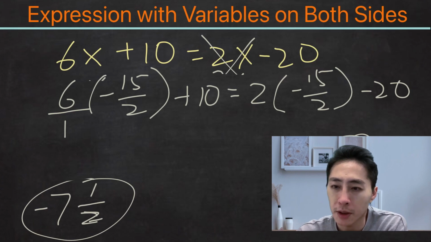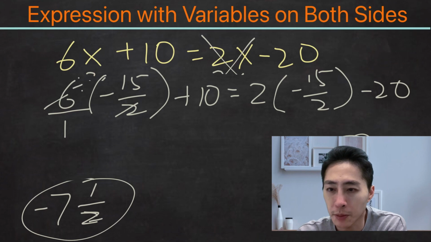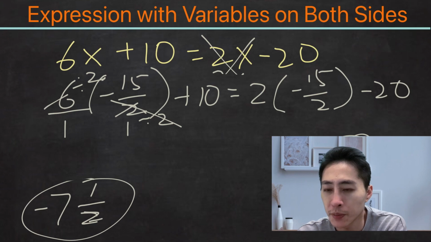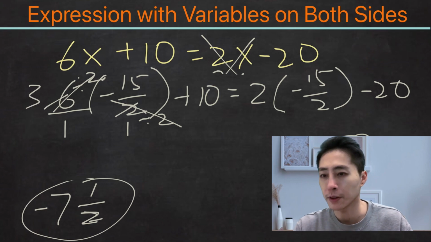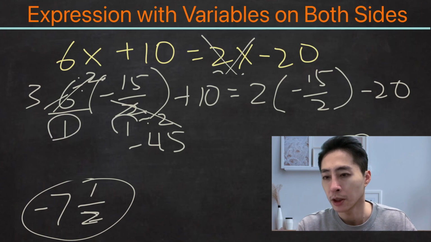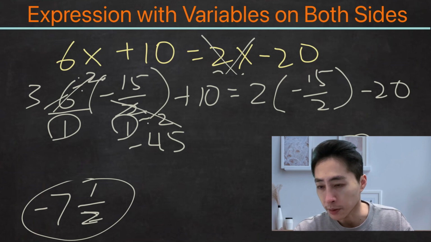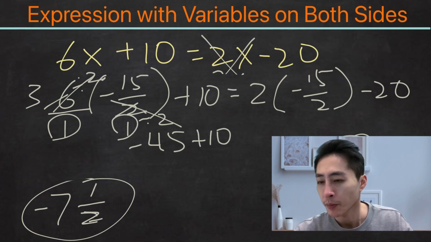And 6 times negative 15, the 6 and 2 actually simplifies. I can divide both of them by 2. So the denominator here becomes 1, and the numerator here becomes 3. So 3 times negative 15 is negative 45. Now the denominators are both 1. We don't need to include them. It's the same value. So it becomes a whole number of negative 45, and then we just add 10 after.